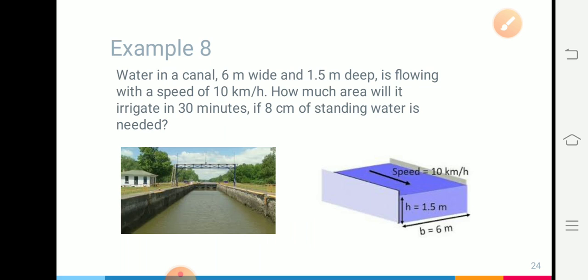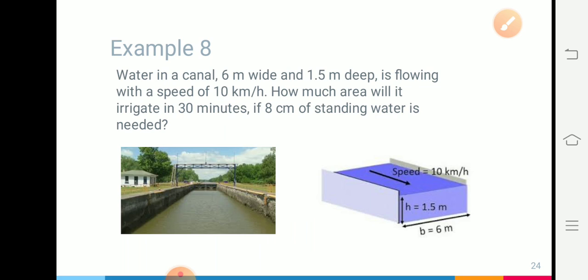Okay, this is a question on the canal. Water in a canal 6 meter wide and 1.5 meter deep is flowing with a speed of 10 kilometer per hour. How much area will it irrigate in 30 minutes if 8 centimeter of standing water is needed? So this is the picture of the actual canal, and you can see the mathematical representation of the canal wherein the height is given 1.5 meter and the width is 6 meter and the water is flowing at a speed of 10 kilometer per hour.